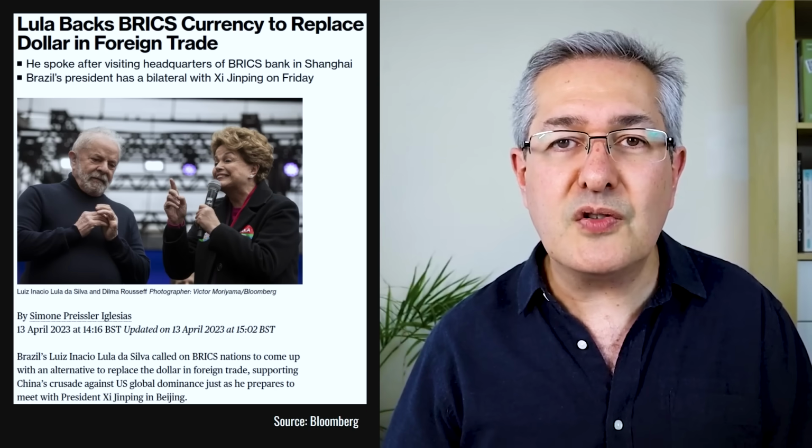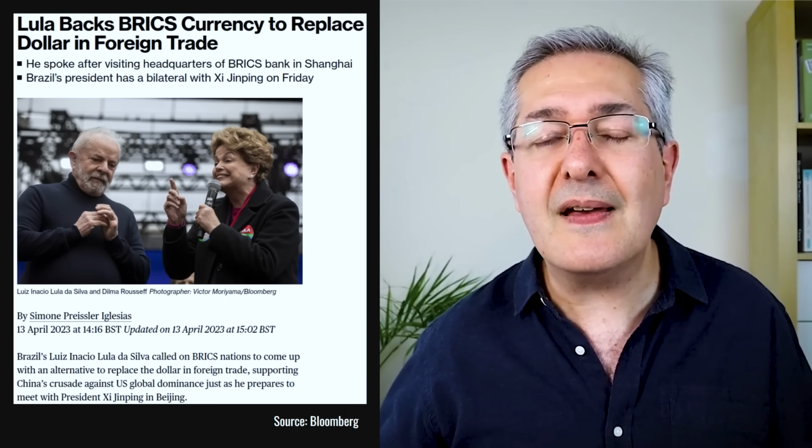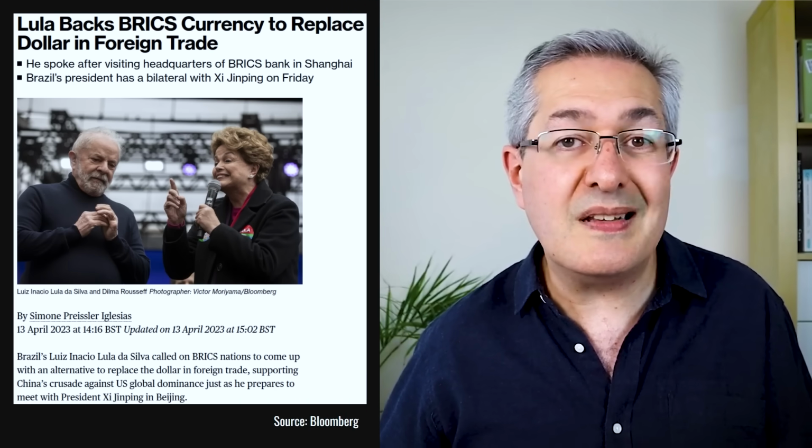If you don't want your reserves to be confiscated, well, you could store them in other currencies or perhaps in gold. In addition to that, some countries, such as Brazil, you can see here, are questioning whether they should trade in the dollar at all.